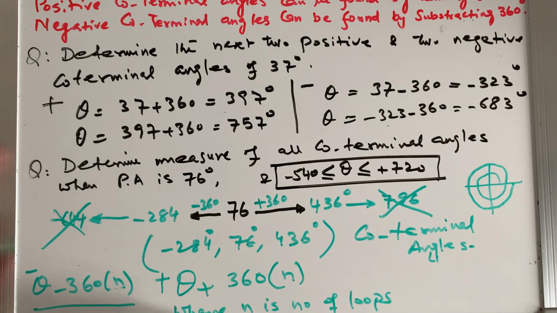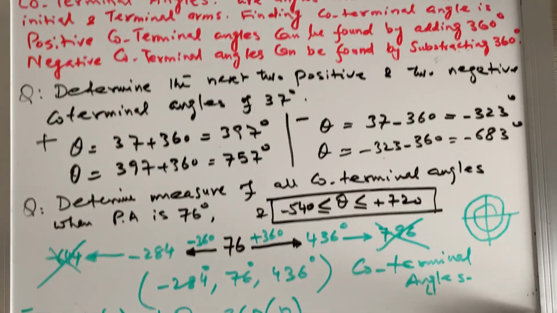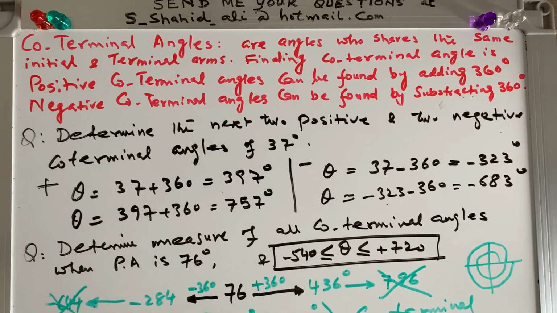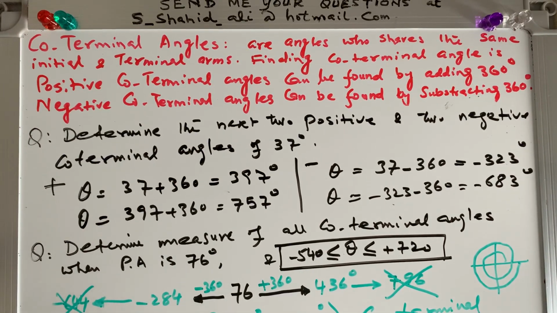So you can go through the definition one more time with me, please, and then you can understand clearly. Coterminal angles are the angles which share the same initial and terminal arms. A positive coterminal angle can be found by adding 360. A negative coterminal angle can be found by subtracting 360. So we have the questions which are asked in the exam or in the assignment.